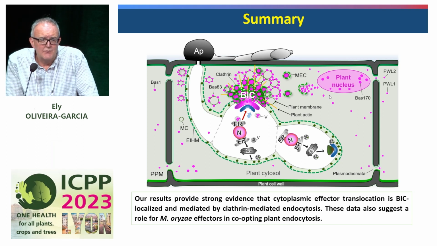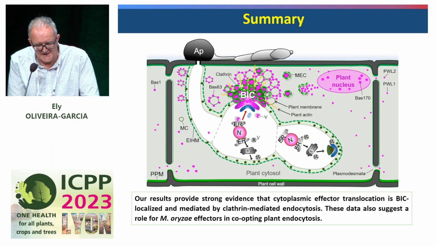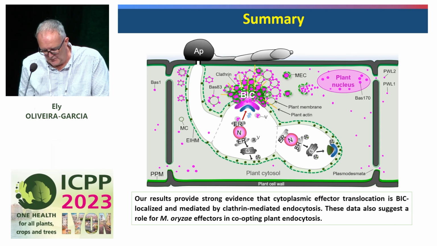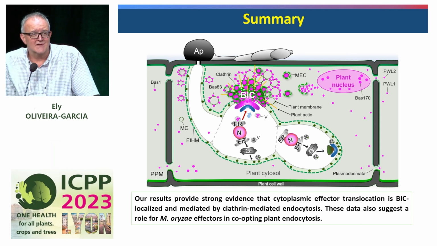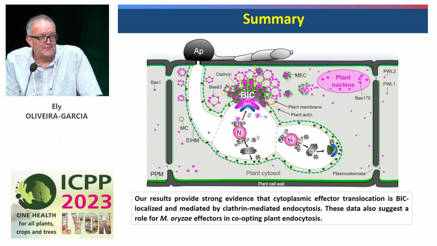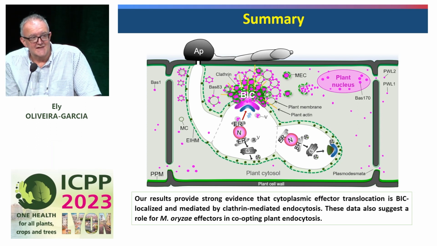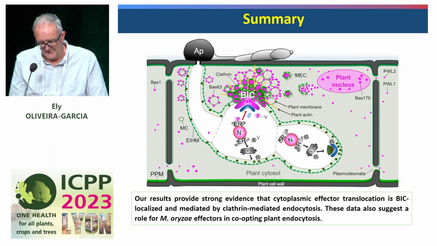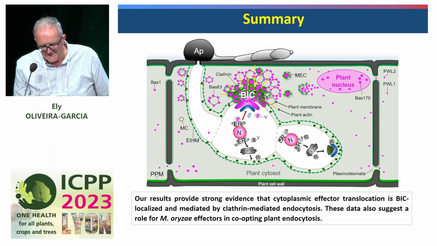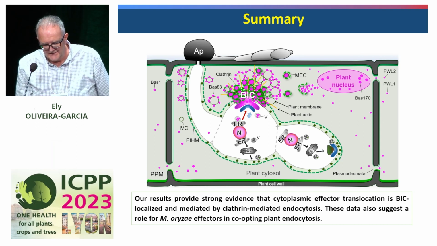So the summary really is that we've uncovered some evidence that clathrin-mediated endocytosis has an effect and is important for effector uptake by Magnaporthe oryzae, and you'll hear later in the session some completely independent but parallel observations in the oomycete pathogen from Paul Birch and his group. So he'll tell you about that afterwards.